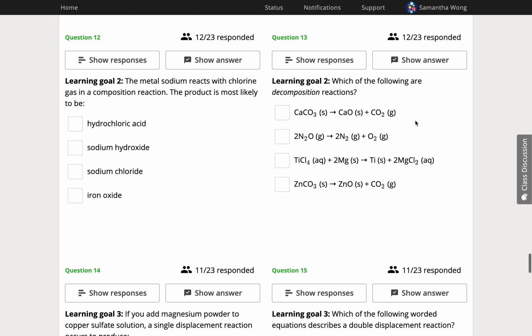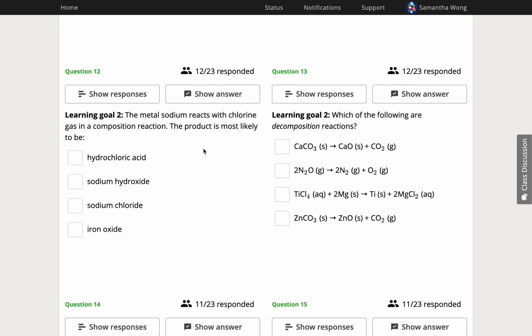Moving on, we've got question 12. The metal sodium reacts with chlorine gas in a composition reaction. The product is most likely to be A, B, C, or D. The easiest way to come about this is, let's look at the info we're given. We know we have sodium, we know we have chlorine gas. It's a composition reaction, so they're joining together.